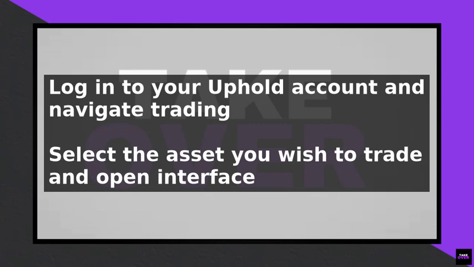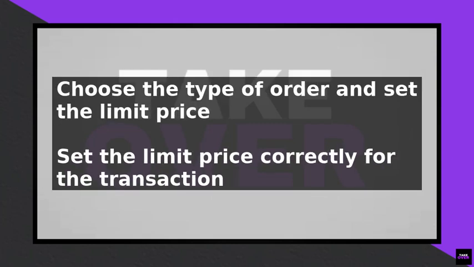You will be prompted to enter the price at which you want to buy or sell the asset. This is the limit price, and it is crucial to set it correctly, as the transaction will only be executed at this price or better. For example, if you want to buy Bitcoin at $30,000, you would set the limit price to $30,000. If the current market price is higher, the order will not be executed until the price drops to $30,000 or lower.